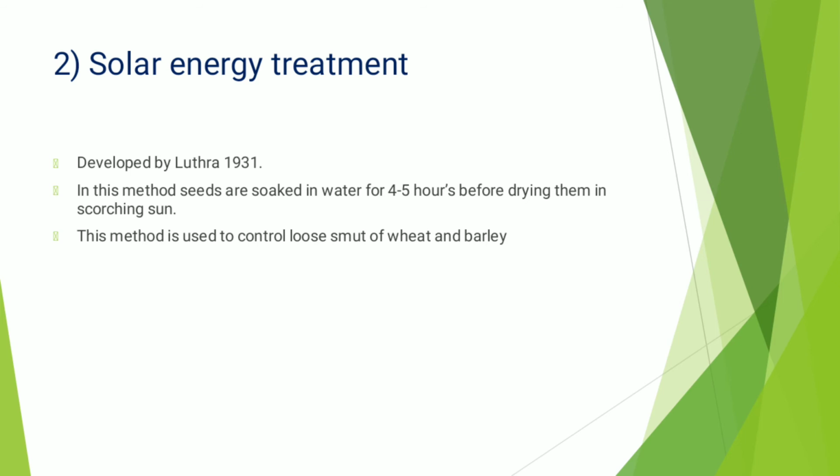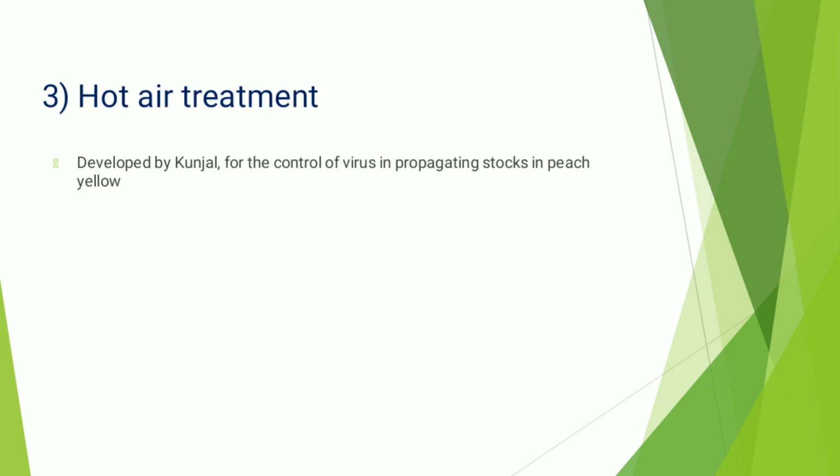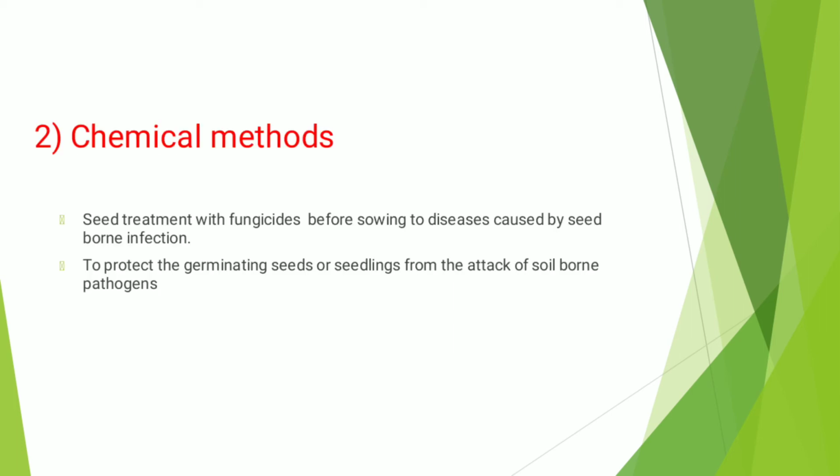Then solar energy treatment or solar heat treatment, developed by Luthra in 1931. In this method, seeds are soaked in cold water for 4 to 5 hours before drying them in the scorching sun under the sunlight. These methods are used to control loose smut of wheat and barley. Hot air treatment, developed by Kunkel for the control of virus in propagative stalks in peach yellows.